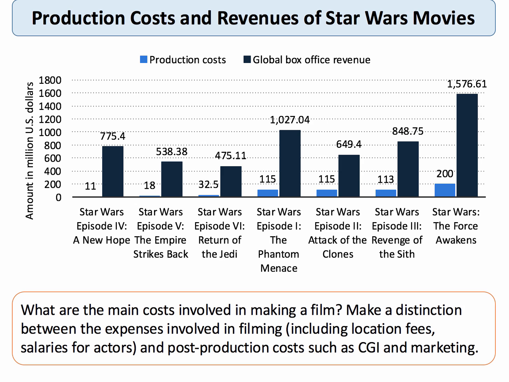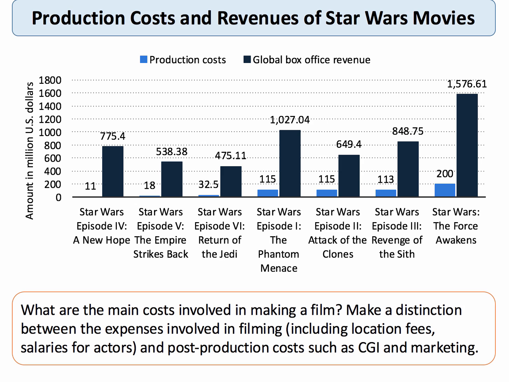Here's a good example of cost as a key factor affecting supply. This chart shows the production costs of some of the Star Wars movies, and not every time, but pretty much the costs are getting bigger and bigger with every film.